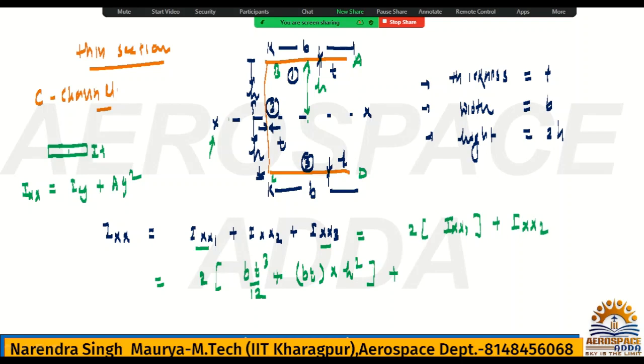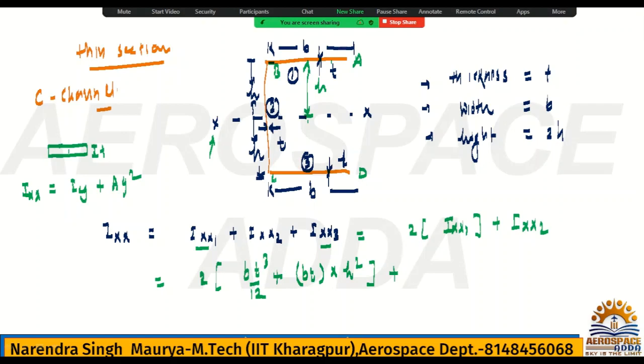So y square is the distance from the CG to the axis about which you are taking moment. We are taking the moment of inertia about this x-axis, so it is the distance from this axis to the section AB. What is the distance in between? It is h. That's the reason that instead of y, it becomes h.